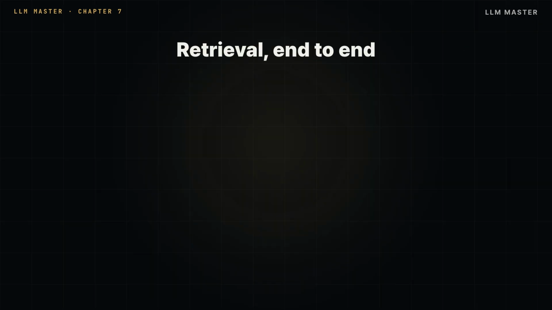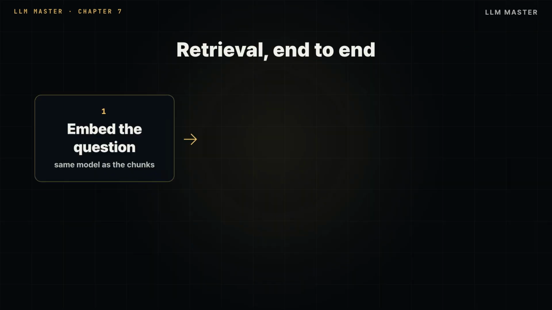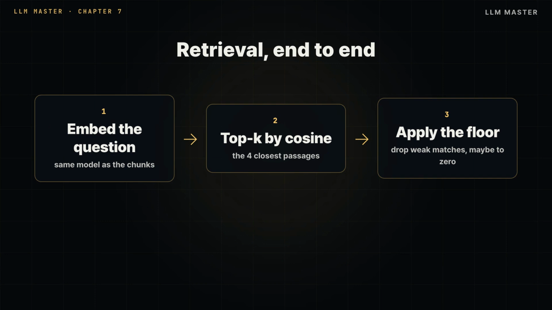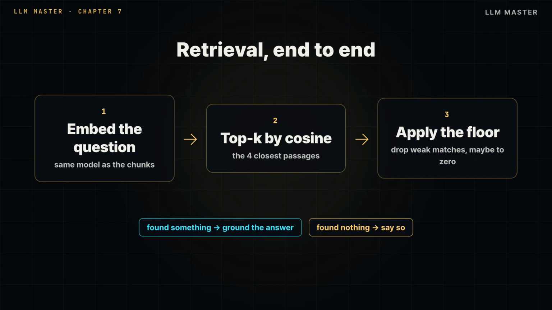So the whole retrieval path lands on one of 2 outcomes. We embed the question with the same model as the chunks, take the 4 closest by cosine, then apply the floor, which may drop weak matches all the way to 0. Find something, and those passages ground the answer. Find nothing, and that feeds an honest refusal. Both are correct behavior.